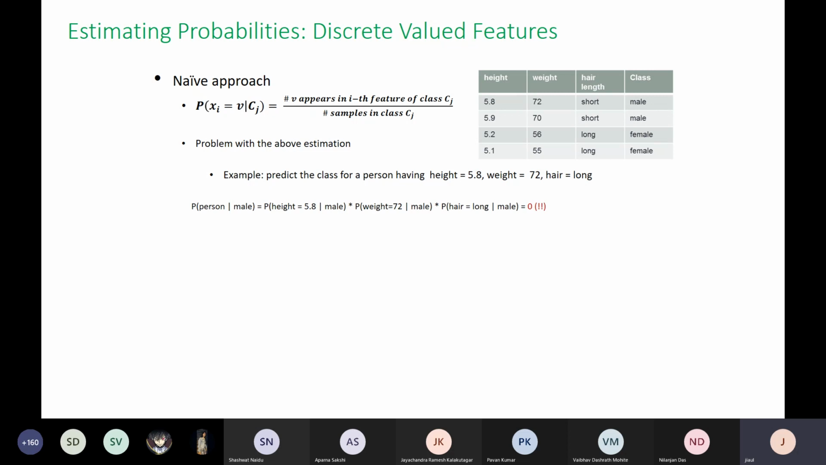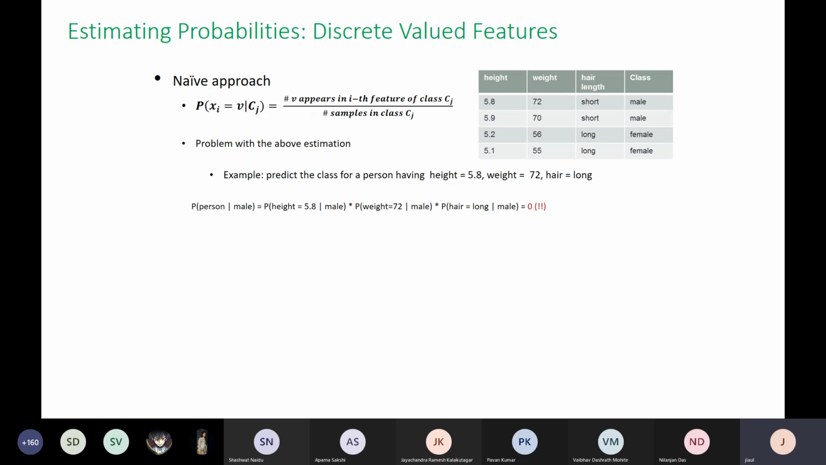So the probability that the person will be male is that the height is equal to 5.8 given male, times weight is 72 given male, times hair is equal to long given male. Just like individual probabilities, the marginal probabilities. Height and weight we can estimate. But the important thing that I'm trying to focus on in this particular slide is how you estimate the probability for the discrete valued attribute. Now, look at the previous expression, the estimation rule.